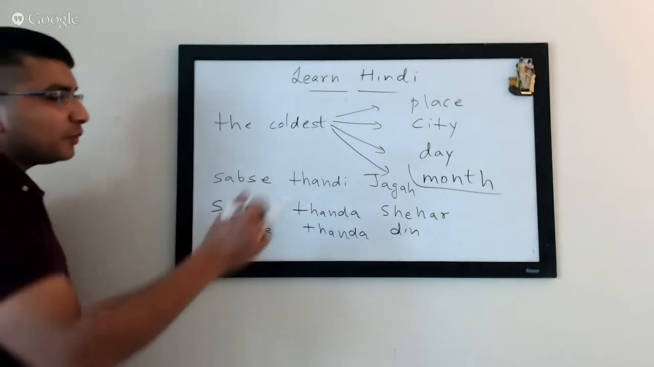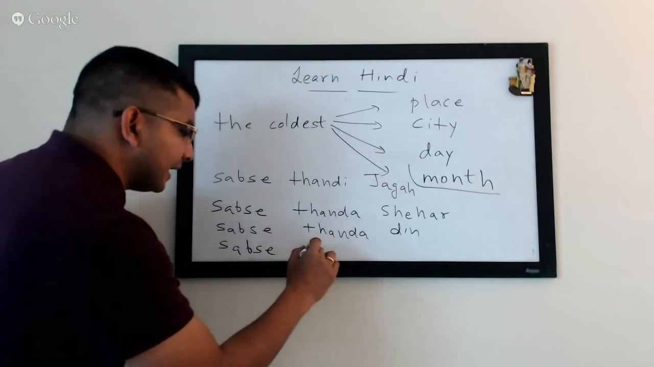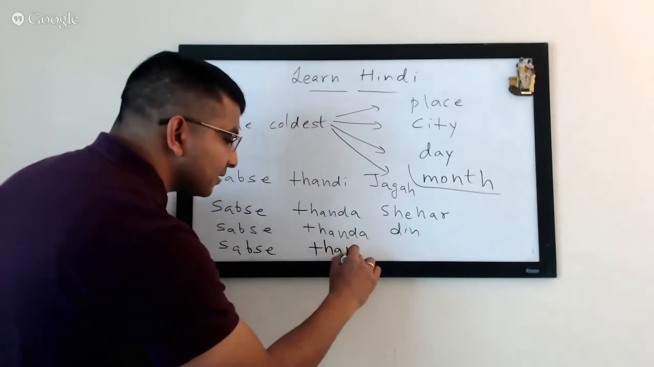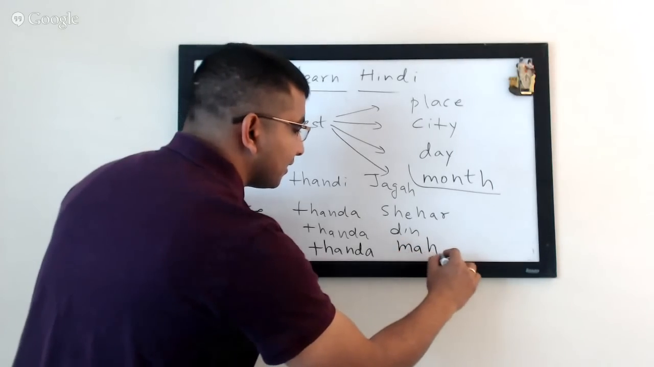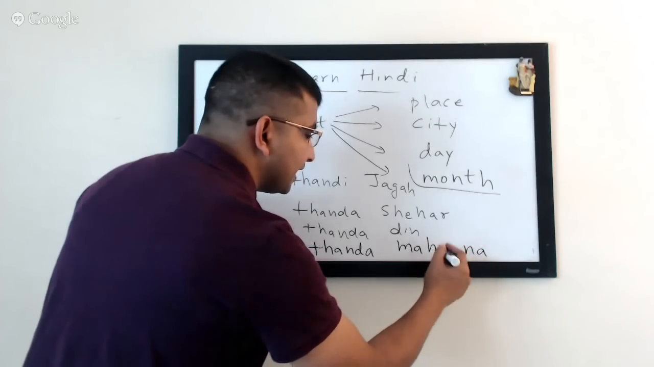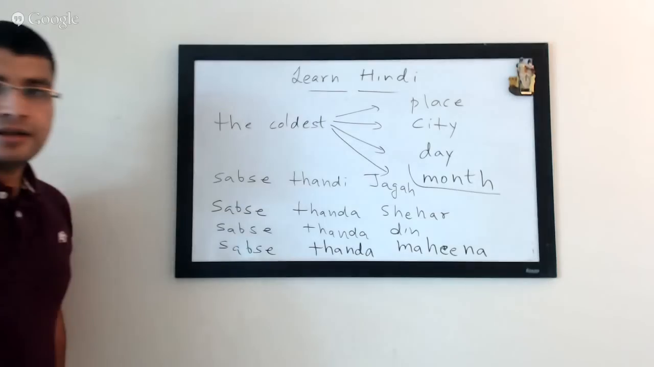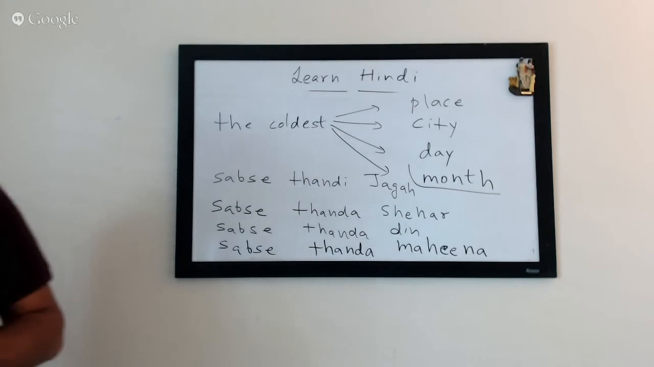And the next one is month, which is महीना. So you say सबसे, and again it's a masculine singular, so it's सबसे ठंडा महीना. So I'll just write it as महीना, MAHEE, महीना, सबसे ठंडा महीना. Good.